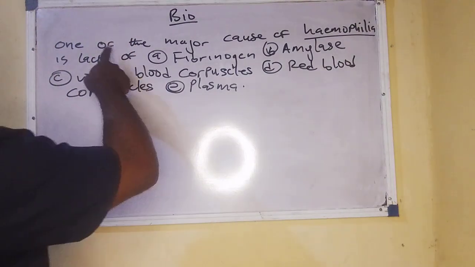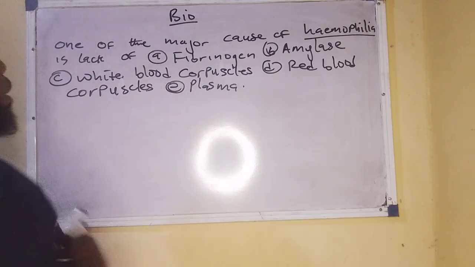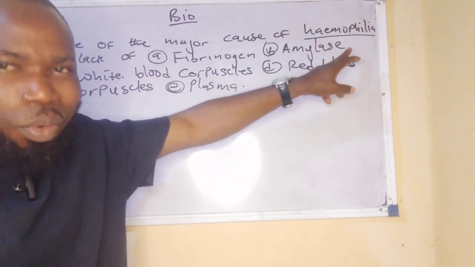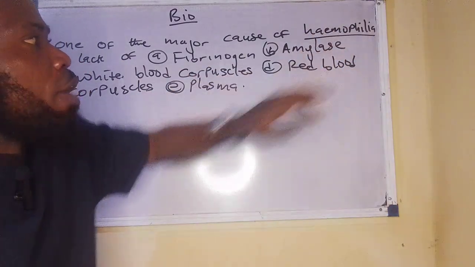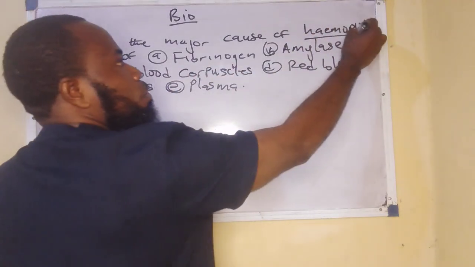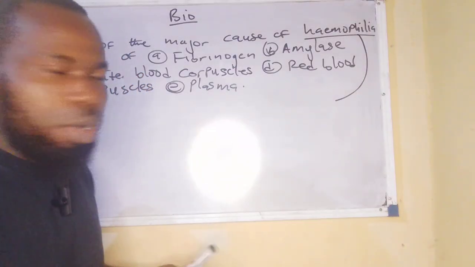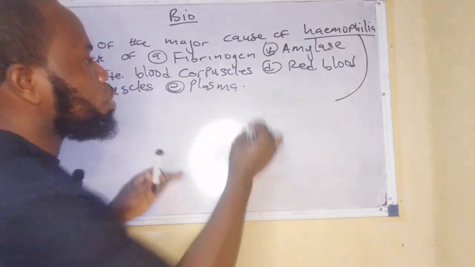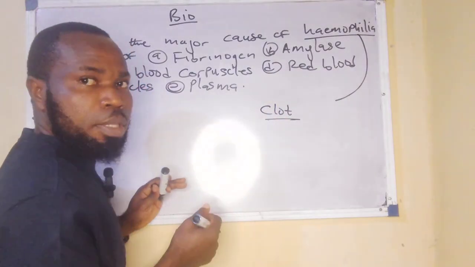They said one of the major causes of hemophilia is lack of dash. Remember, one of the major causes means hemophilia can also be caused by other situations. But what's the cause of hemophilia? First of all, you have to ask yourself, what is hemophilia? Hemophilia is a disorder in which the blood does not clot. Now, what's clotting of blood? When you say blood clot, what does it mean?